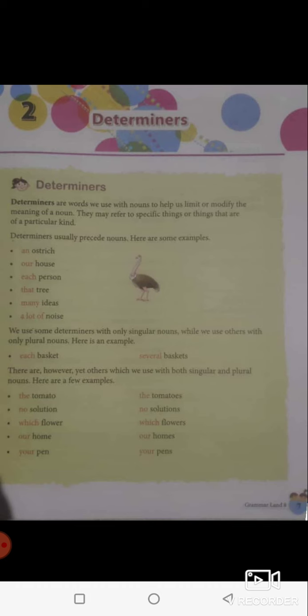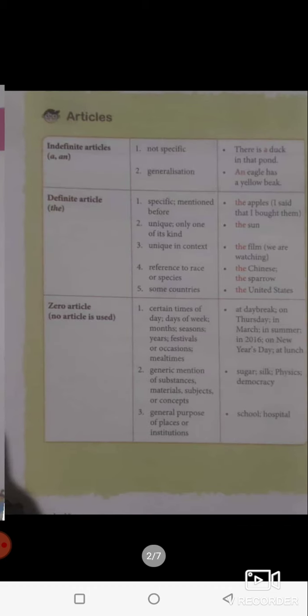There are, however, others which we use with both singular and plural nouns. So these determiners which are given below can be used with both singular and plural nouns. They are the tomato, no solution, which flower, our home, your pen, the tomatoes, no solutions, which flowers, our homes, your pens. So these can be used with both nouns, singular or plural.